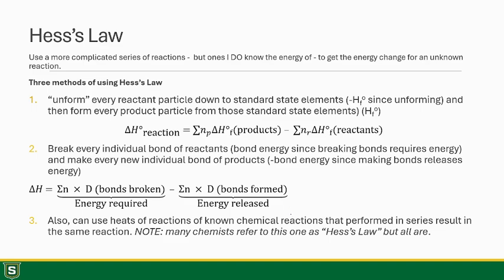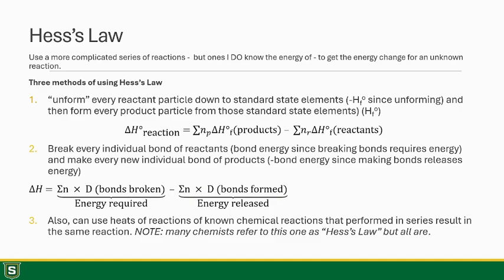Another way I can do it is that I can use the bond energies of which bonds are being broken and how many of them there are. That would require energy, so it's a positive value. And then which bonds are being formed. I know bond formation releases energy, so I would subtract that because I'm getting that energy back. And that would be another way to predict the enthalpy of reaction.